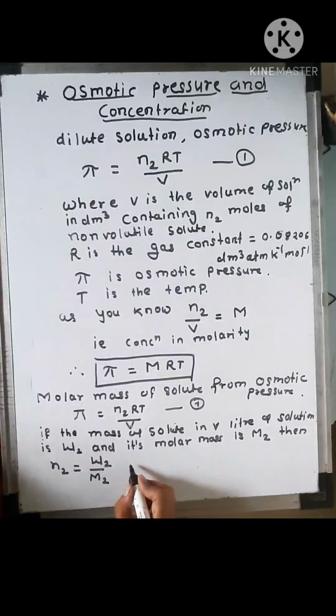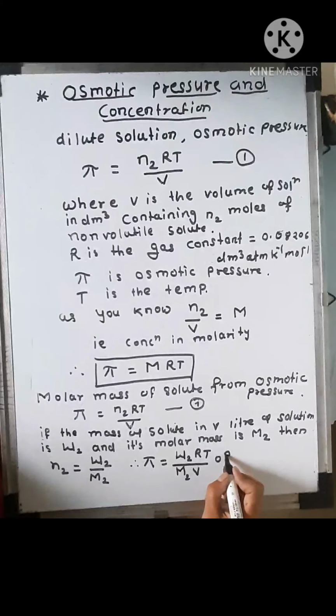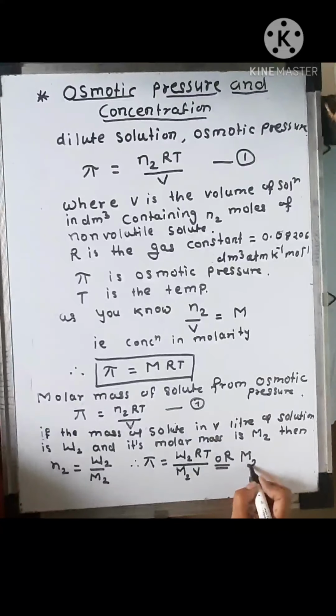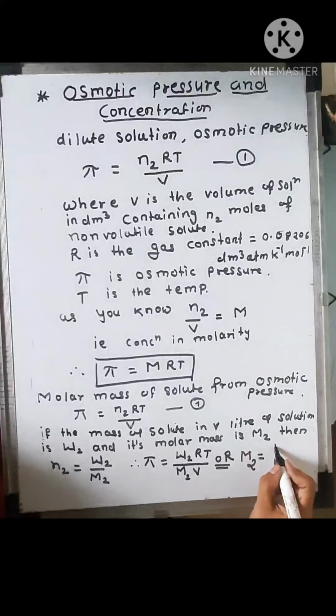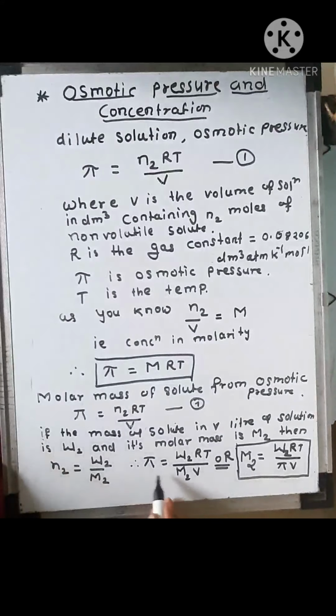We get pi is equals to, instead of N2, we have to put W2 upon M2, so pi is equals to W2 RT upon M2 into V. And for molar mass, M2 is equals to W2 RT upon pi into V. These two equations give the relationship between molar mass of solute and osmotic pressure.